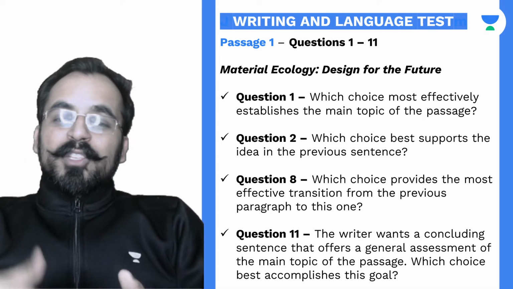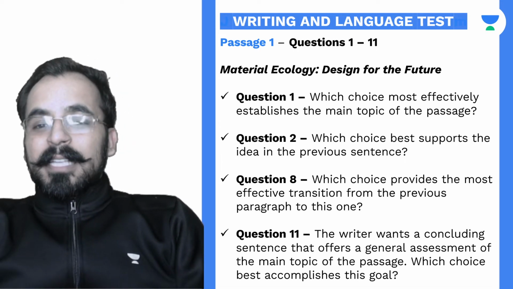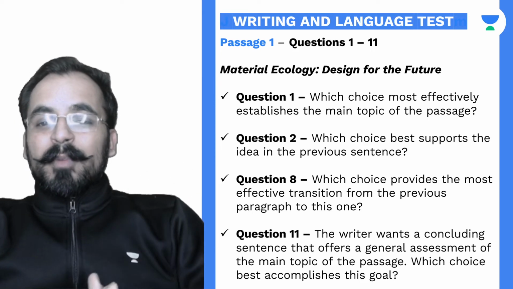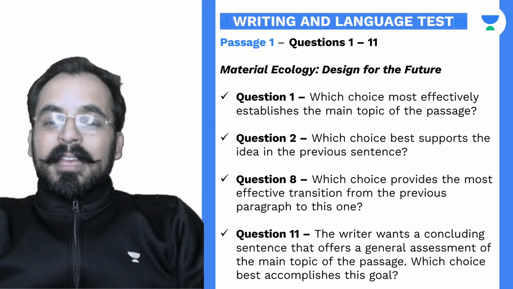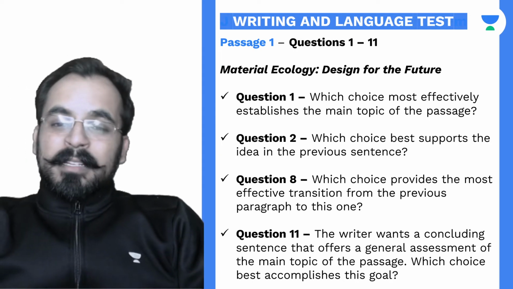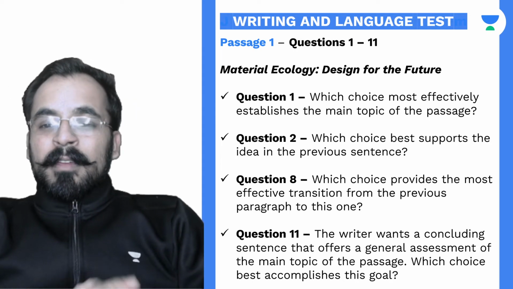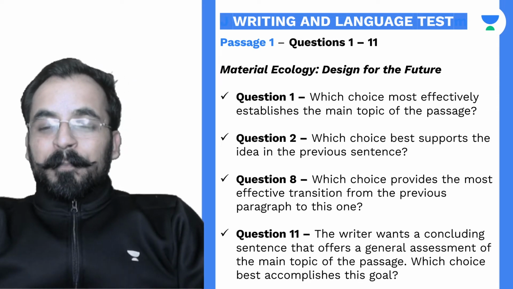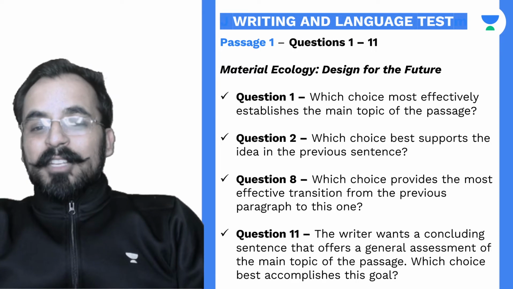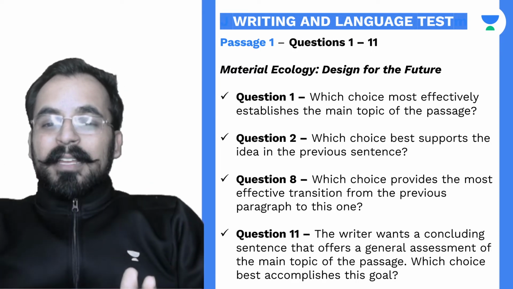Question 2, which choice supports the idea in the previous sentence? So there was a sentence which was highlighted and you had to see which choice supports the idea in the previous sentence from the one highlighted, right? Question number 8, you had to see what is that particular option that provides the smooth transition from the previous paragraph to the current one.